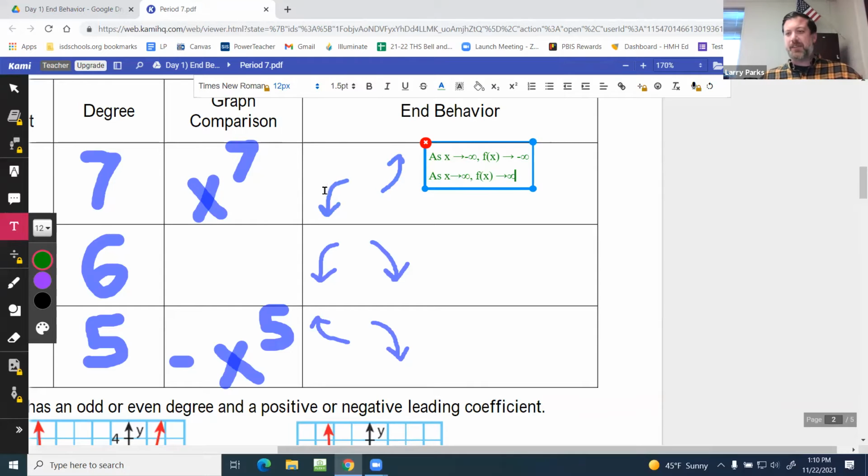So as we go to the left, it goes down, so I put negative infinity. And then as x goes to the right, I'd use infinity. What does the function do? It goes up. So that's exactly what this is saying: on the left, it goes down, on the right, it goes up. Exactly what I have here.